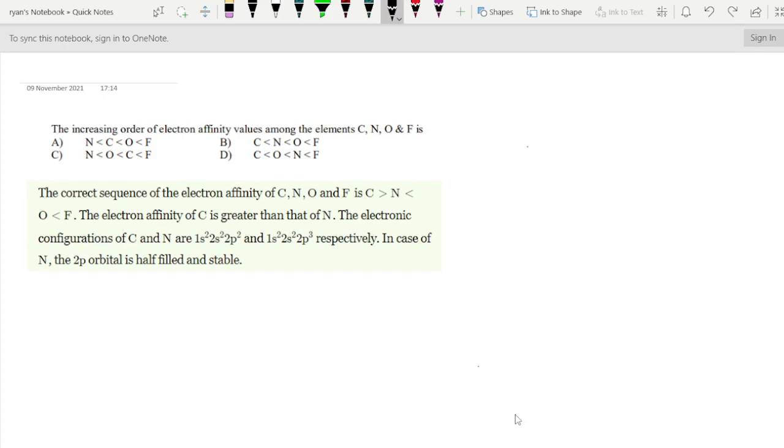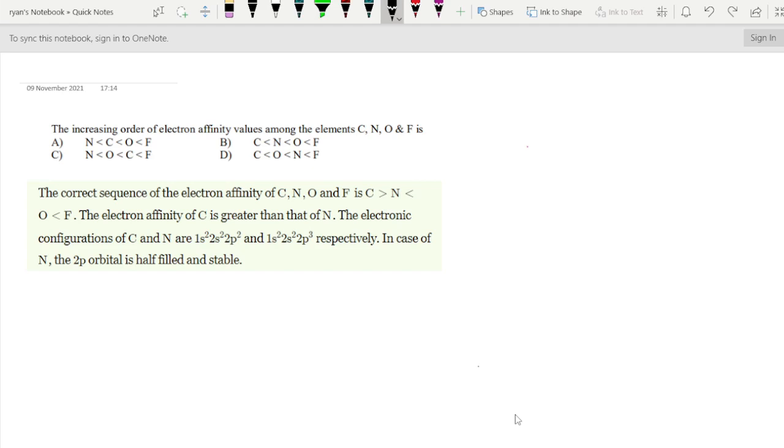First question: increasing order of electron affinity value among the elements carbon, nitrogen, oxygen and fluorine. This question was asked in the July 2017 Kerala set examination. Before solving this question, we should know what electron affinity is. Electron affinity means the energy released when an electron is added to the outermost orbit of an isolated neutral gaseous atom.